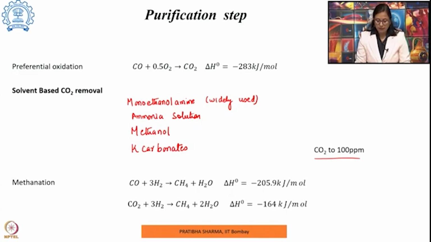Now whatever is the left out carbon monoxide and carbon dioxide remaining in the product gas, that can undergo methanation reaction in the methanator to finally convert into methane. So this is one type of purification.